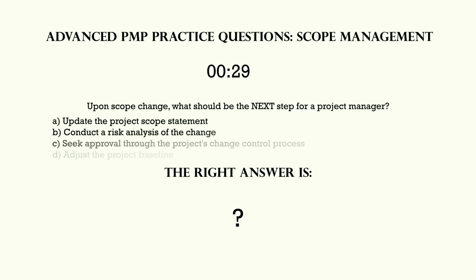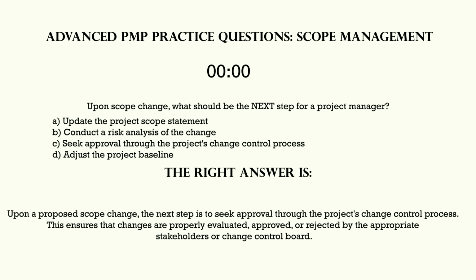Upon a scope change, what should be the next step for a project manager? Upon a proposed scope change, the next step is to seek approval through the project's change control process. This ensures that changes are properly evaluated, approved, or rejected by the appropriate stakeholders or change control board.